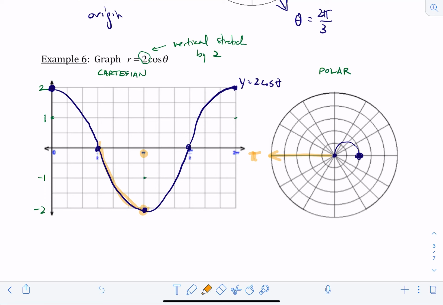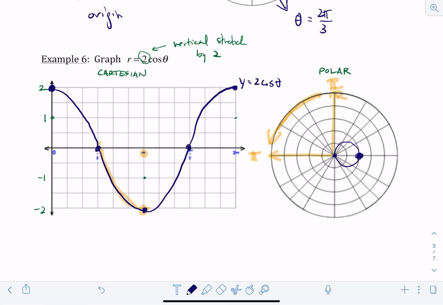So I'm actually going from pi over 2 to pi, but all the r values are negative. So when that happens, that means I'm going to get something that looks like this.